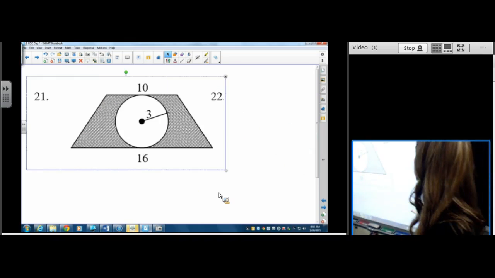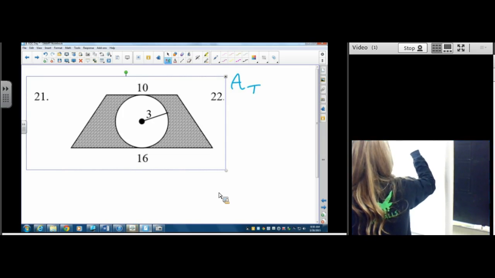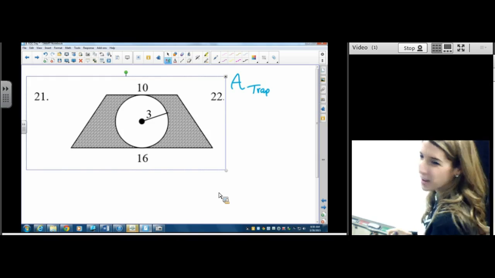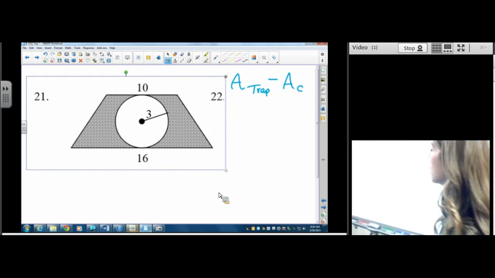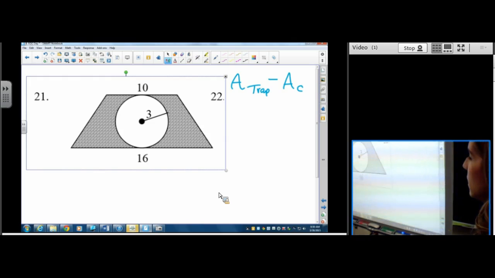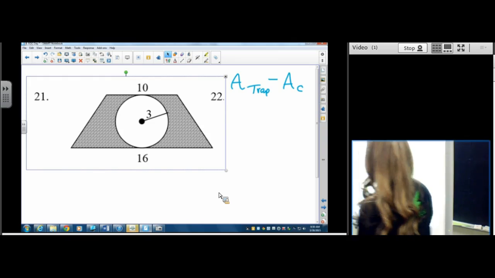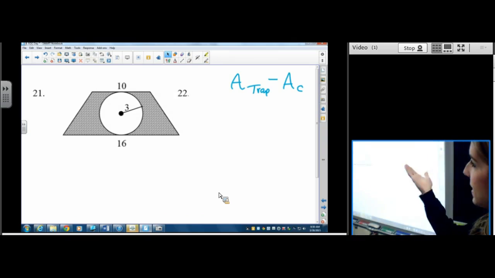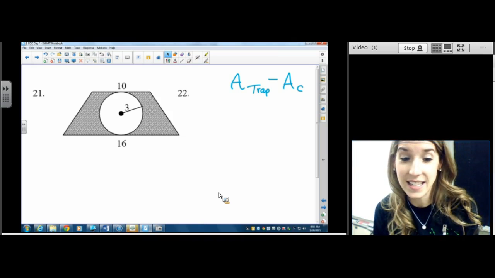Number 21. This one's going to be area of a trapezoid. I don't want to put T because I use that for triangle, huh? Minus area of a circle. We haven't done trapezoid in a while. Base 1 plus base 2 times the height divided by 2. We have base 1, we have base 2. What's the height of that trapezoid? Use the radius, hint, hint.